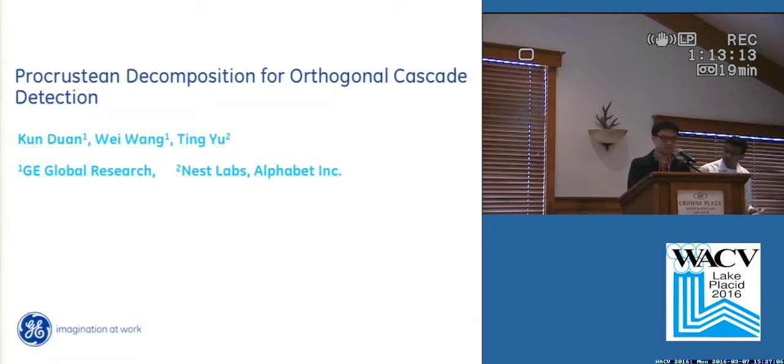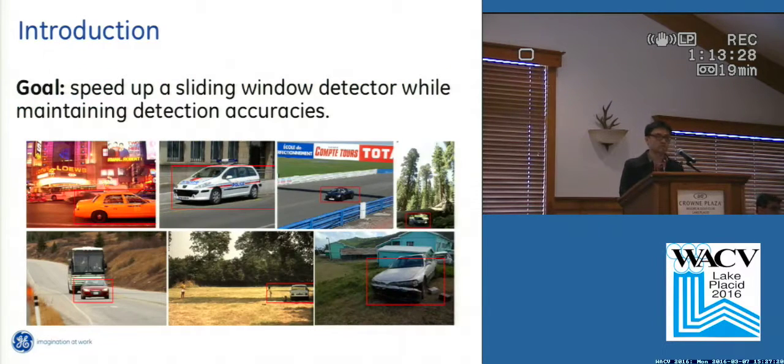Hello, my name is Kun Duan from G Global Research, and this is a paper with my colleagues Wei Wang and Ting Yu. The title of my paper is Procrustean Decomposition for Orthogonal Cascade Detection. Our goal is to speed up a sliding window detector while maintaining detection accuracies.